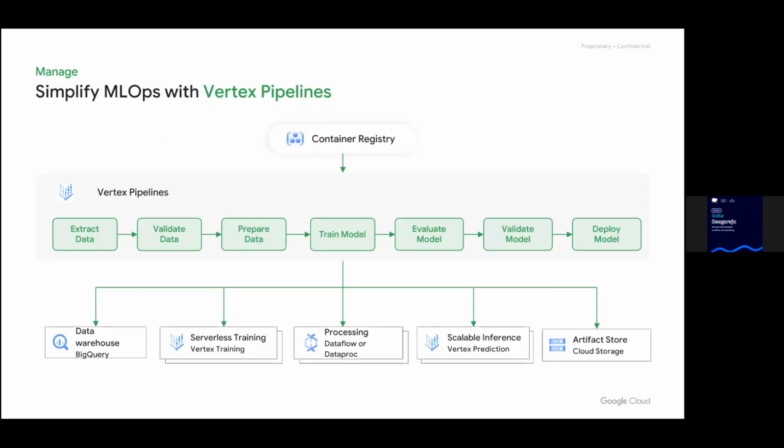So this is what I've been telling right now. You have the Vertex Pipelines, and it encompasses all of it, right from extracting data, validating, preparing, training the model, evaluating the model. All of this can be put into a reusable pipeline. If you take each step here, for extracting data and validating data, the output of the extract data is going to be the input to the validate data. And this pipeline can be reused across multiple projects as well.